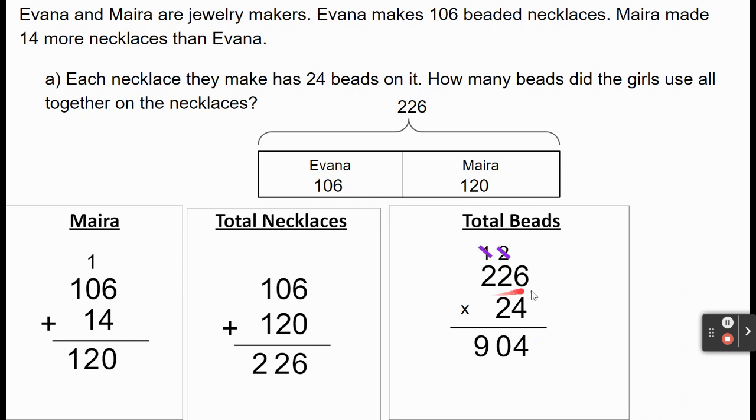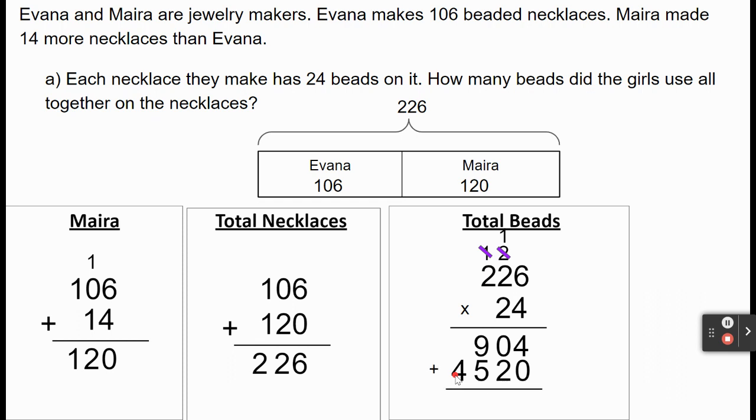Now let's multiply 226 times 20 since the 2 is in the tens place. We're going to place a 0 in the ones place before we even start multiplying. 2 times 6 is 12. So we'll place a 2 in the tens place, regroup the 1 on top of the next number we're multiplying. 2 times 2 is 4, plus the 1 we regrouped is 5. And 2 times 2 is 4. So 226 times 20 is 4,520.